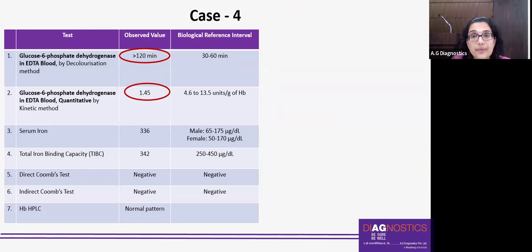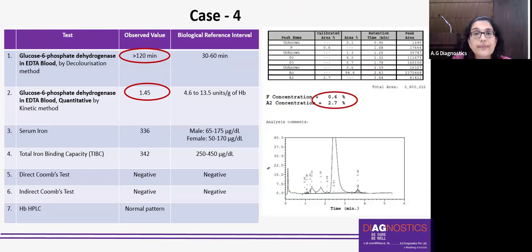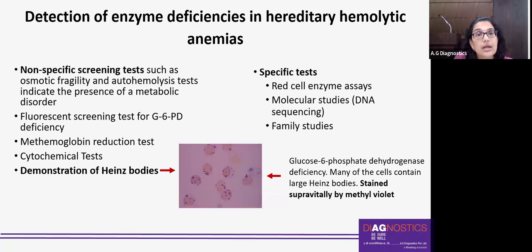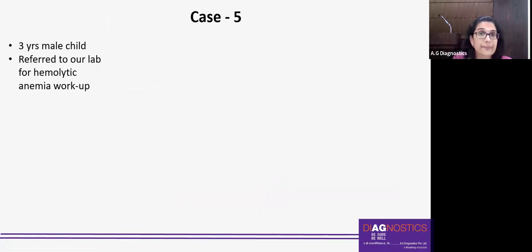The rest of the workup was normal, and we came to a diagnosis of G6PD deficiency. It's an X-linked recessive disorder. Another non-specific screening test for enzyme defects would be the demonstration of Heinz bodies by supravital staining, as can be seen in this image. However, in this case, we had done the red cell enzyme assay. The confirmation would be by molecular and family studies.